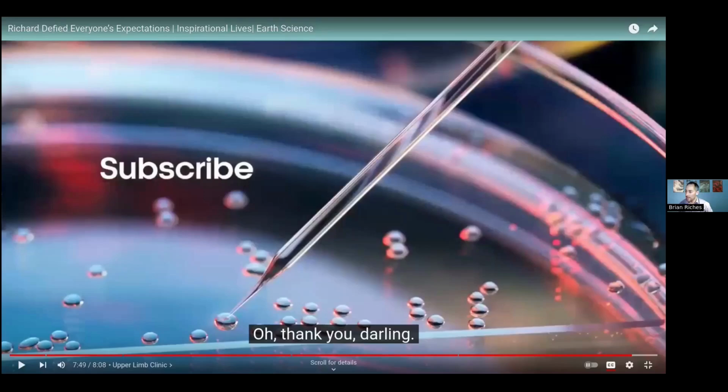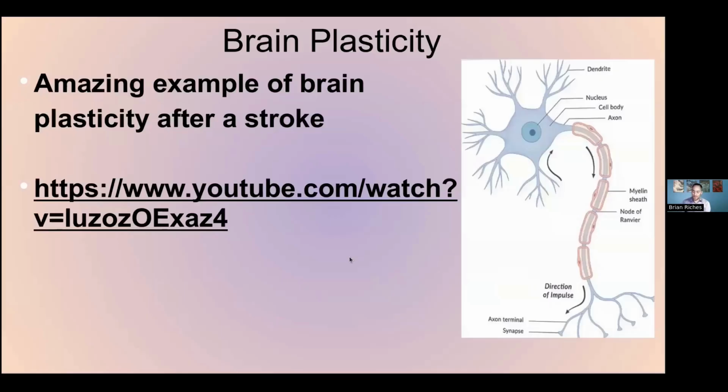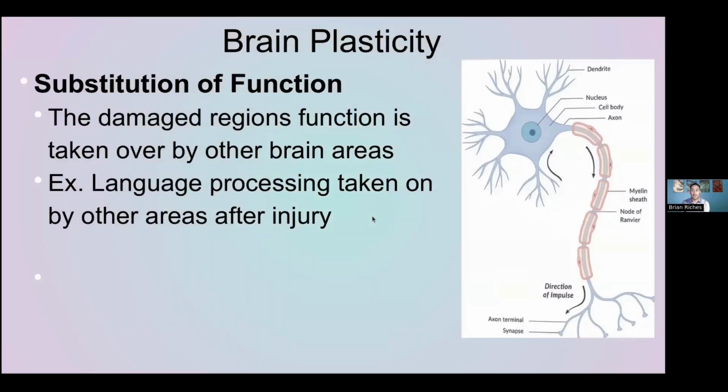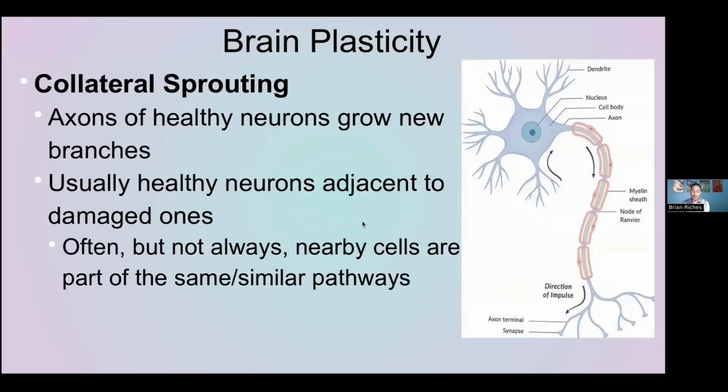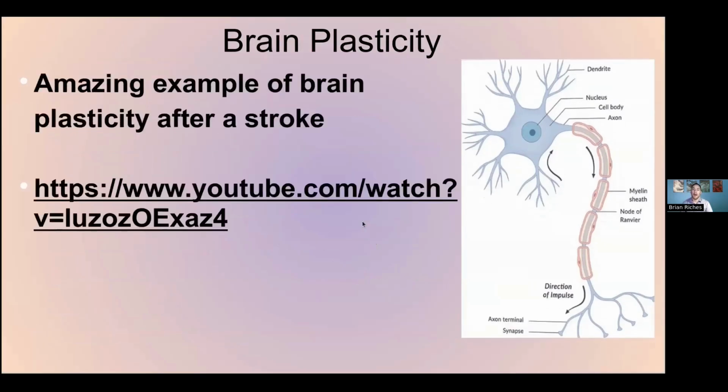So, a really dramatic example of brain plasticity. Here we see examples of both that substitution of function as well as that collateral sprouting, and it's really impressive what his brain was able to do. Really dramatic example there of what the brain is capable of.